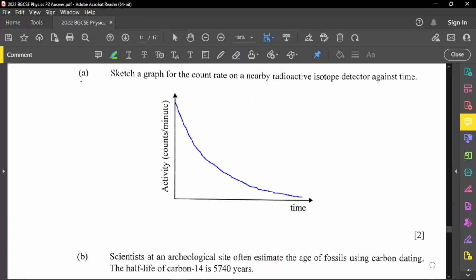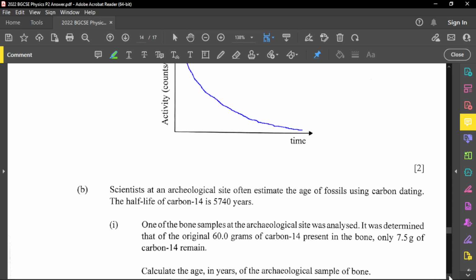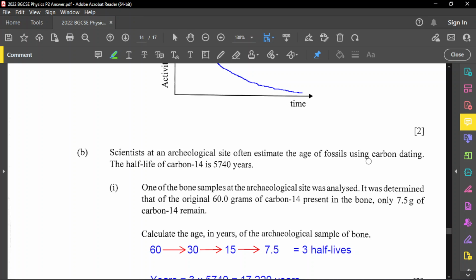But part B: a scientist at an archaeological site often estimates the age of fossils using carbon dating. The half-life of carbon-14 is 5,740 years. One of the bone samples at the archaeological site was analyzed. It was determined that the original mass was 60 grams of carbon-14 present in the bone. Only 7.5 grams of carbon-14 remain. Calculate the age in years of the archaeological sample of bone.